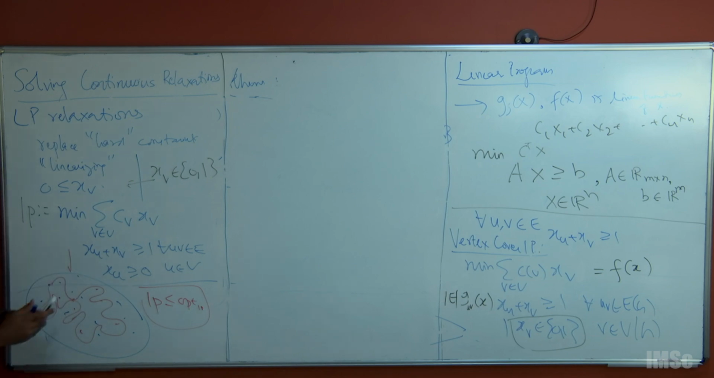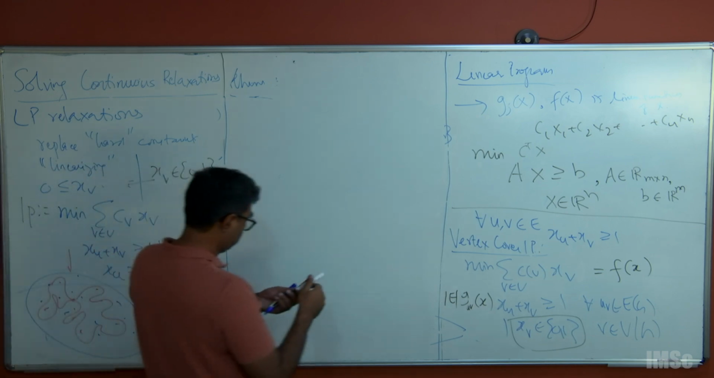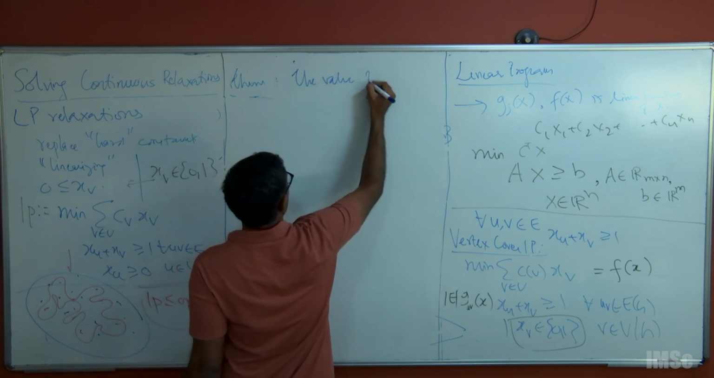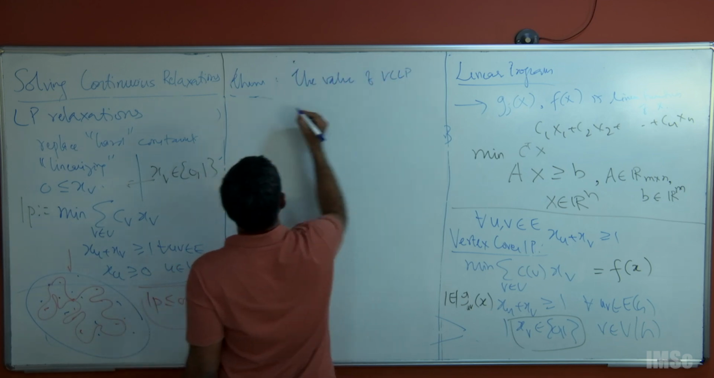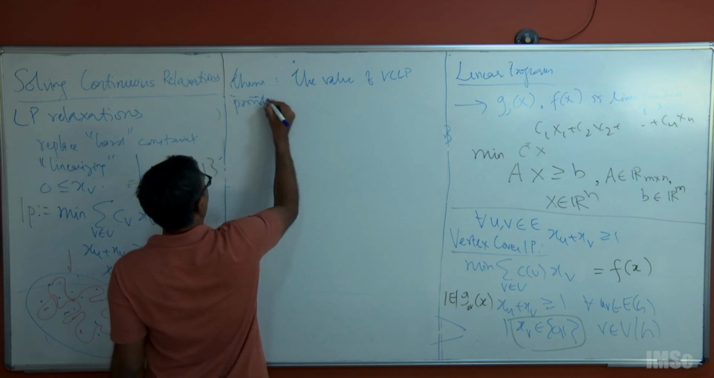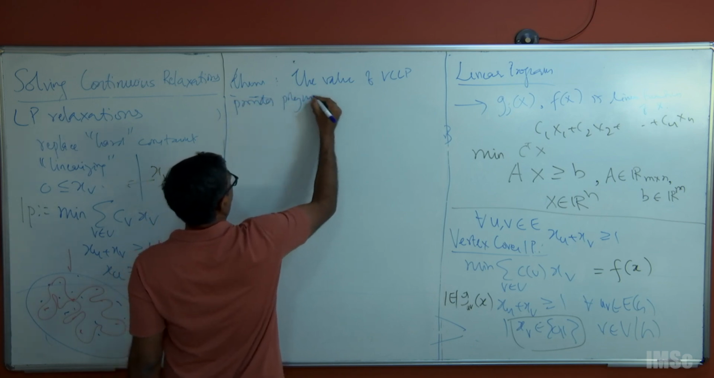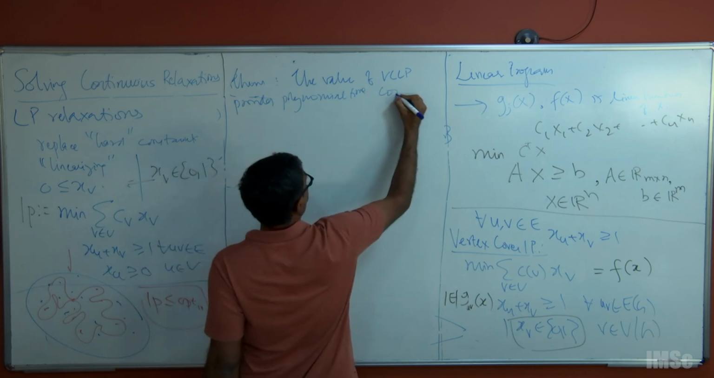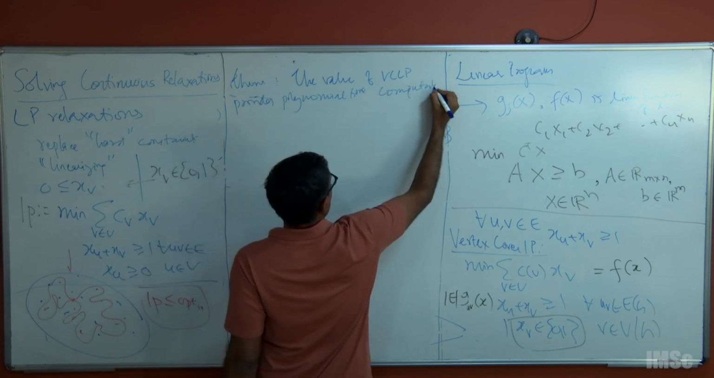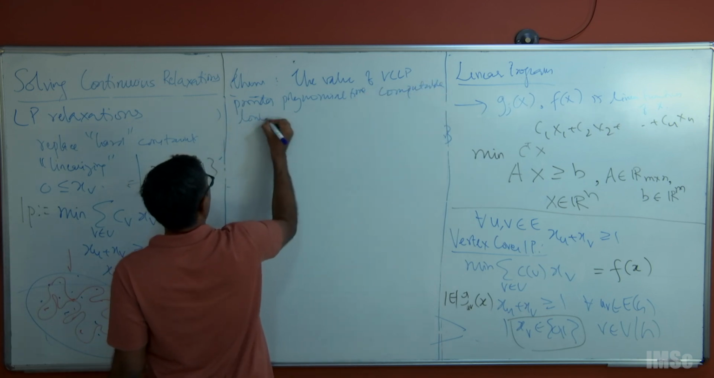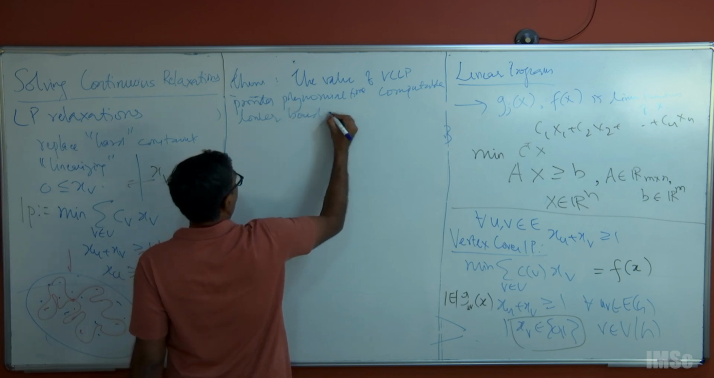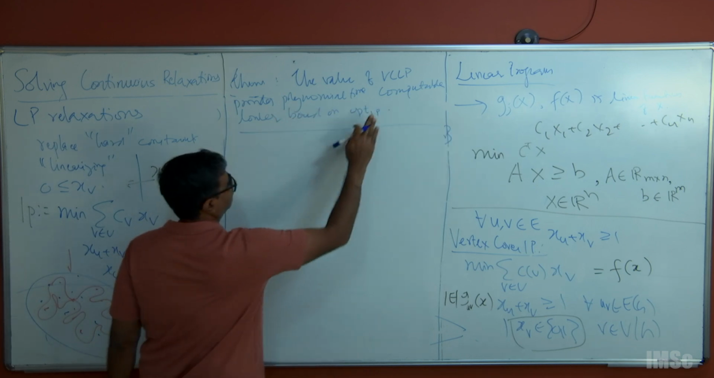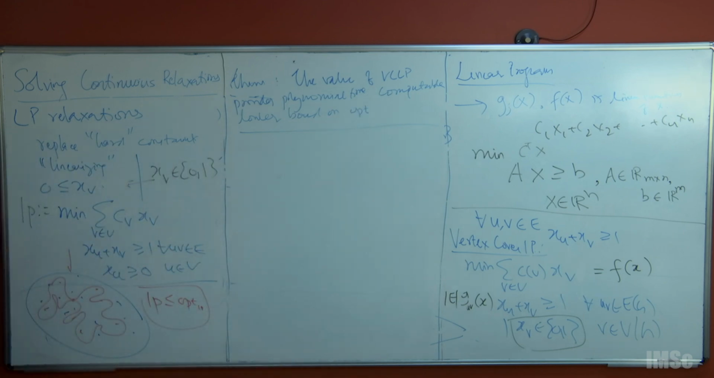Okay. So what we know is that the value of VC LP provides a polynomial time computable lower bound on opt IP. Okay, I will just use opt for this thing.